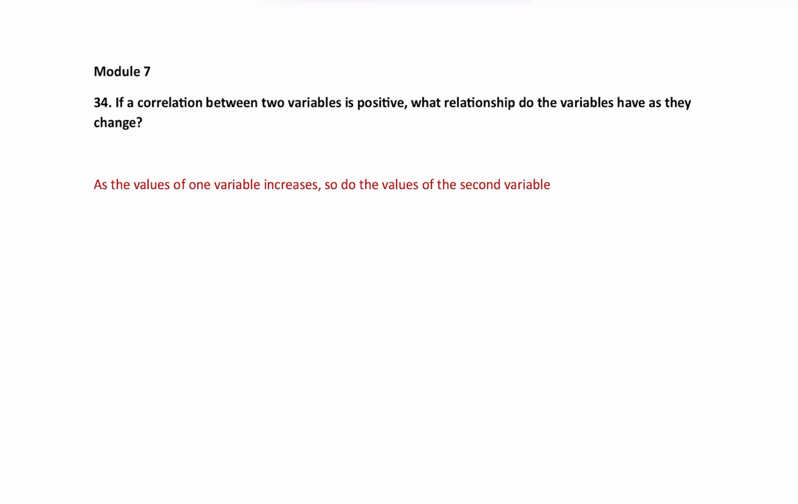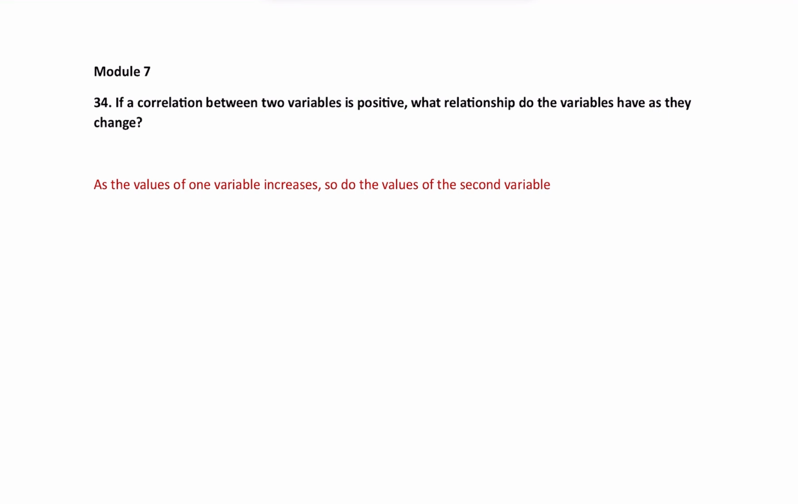All right, we're going to go on to our last section for the final review for Module 7. We're going to focus on some questions that are a bit more higher yield for your exam here. So if the correlation between two variables is positive, what relationship do the variables have as they change?